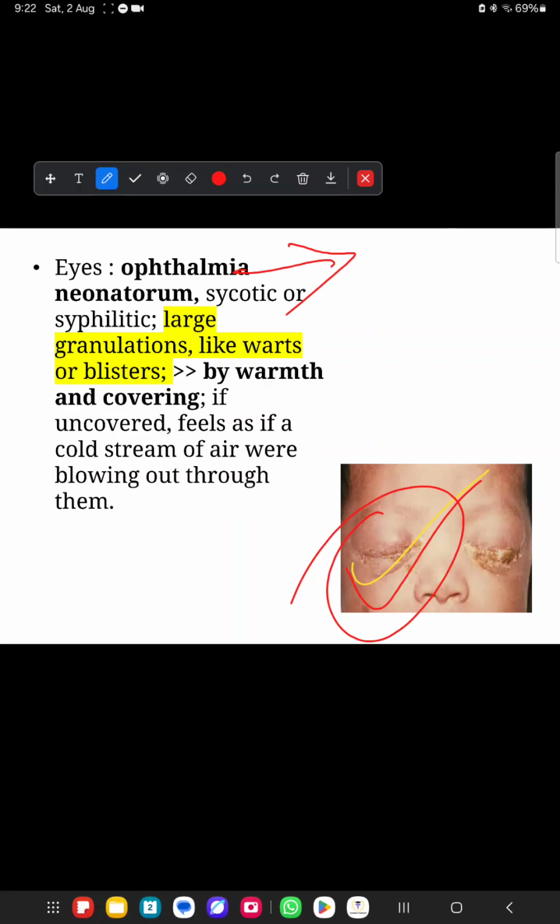But here the patient is getting relief by warmth, and the patient is feeling cold air blowing through the eyes. But these symptoms we can correlate with another medicine. Sensation as if the eyes were filled with smoke. Can anyone tell me the name of the medicine? It feels like smoke is filled in the eye, which medicine is it?